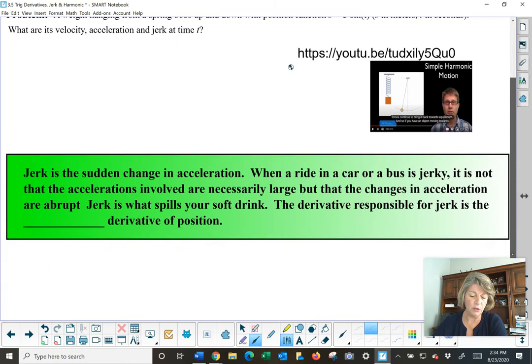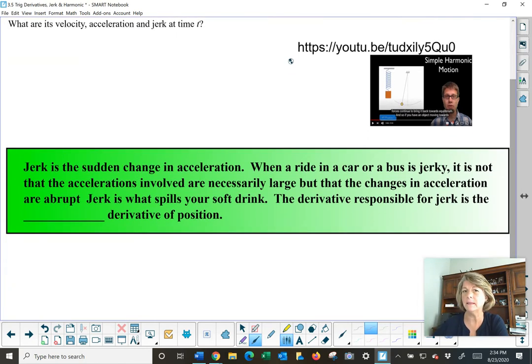Well, jerk is a new one for us. Our AB course did not cover jerk, but jerk is really that sudden change in acceleration. So like when you put down the accelerator, it's the change of acceleration, right? Because it's the next derivative of acceleration. So when you ride in a car or a bus, when it's jerky, it's not that the accelerations involved are necessarily large, but it's the change in the acceleration that is abrupt. Jerk is what spills your soft drink, like when you're in the car and you step it down, or maybe you put on the brake and you change your acceleration.